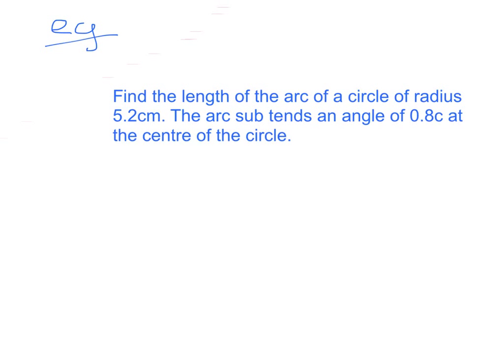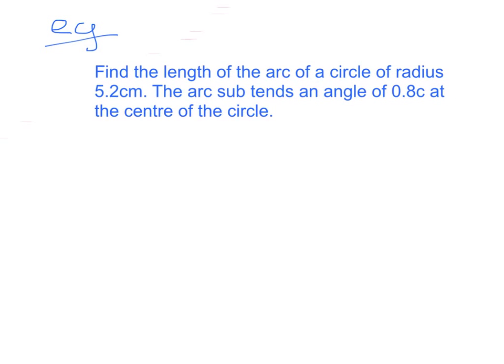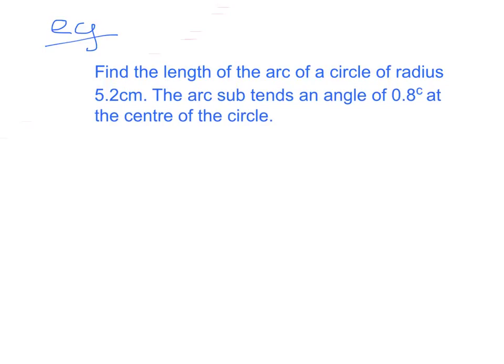Okay, here's a question that I've just put in. Find the length of the arc of a circle of radius 5.2 centimetres. The arc subtends an angle of 0.8 radians at the centre of a circle. The first thing I'd like to do is just give this a little bit of context.